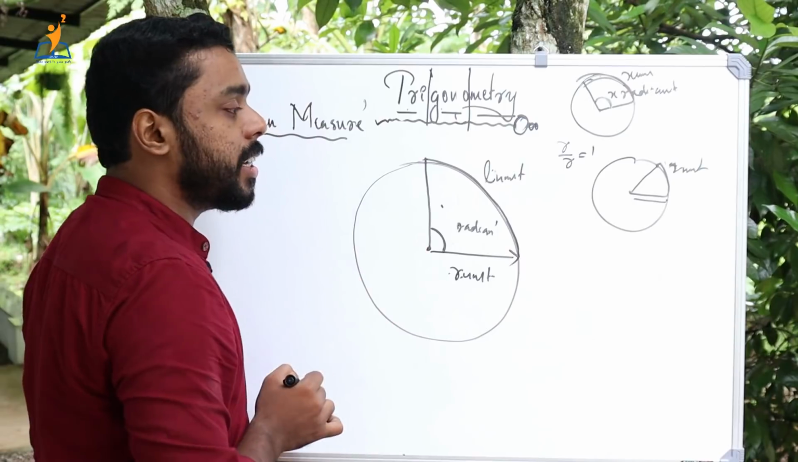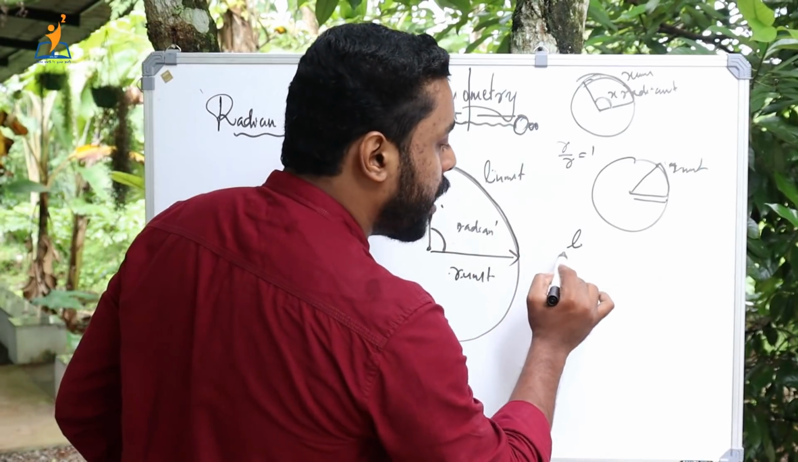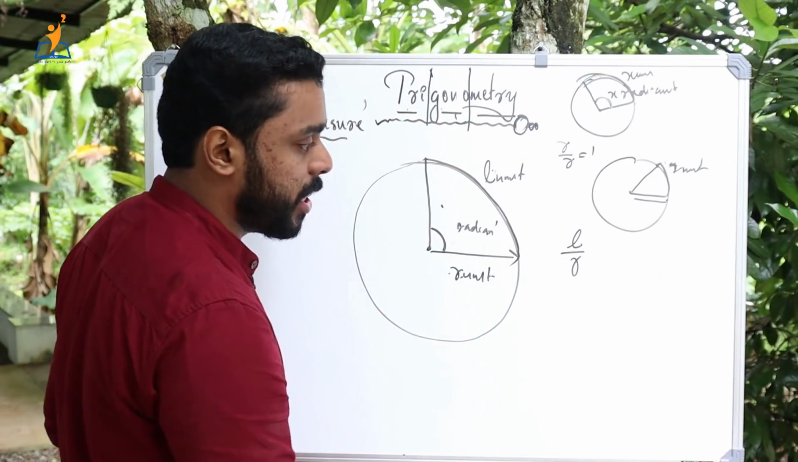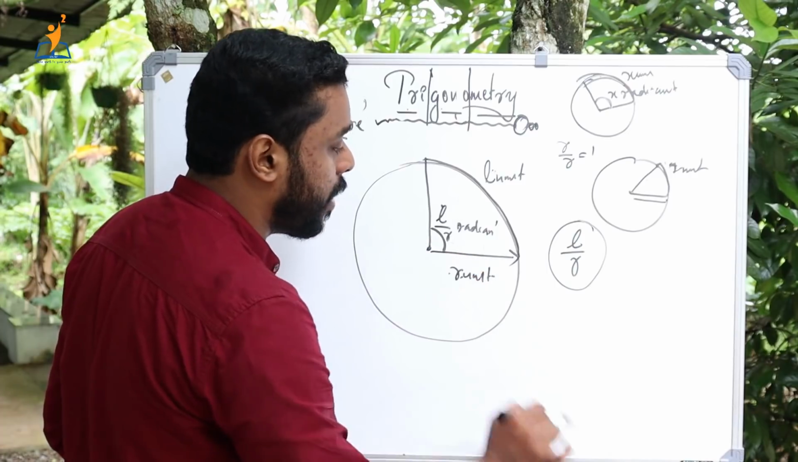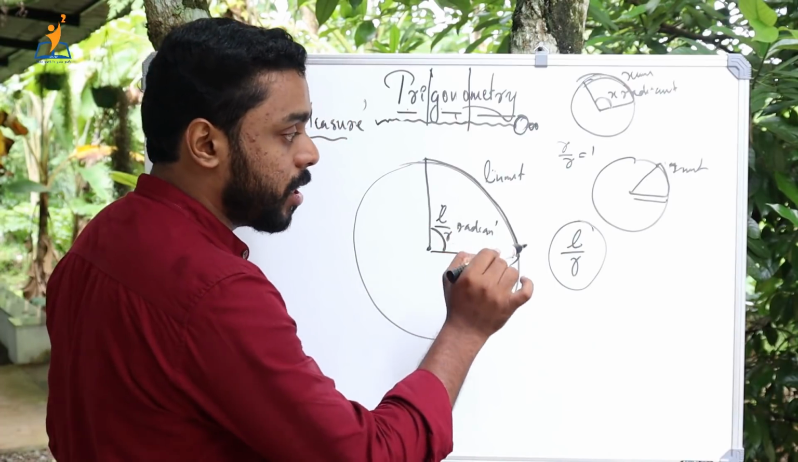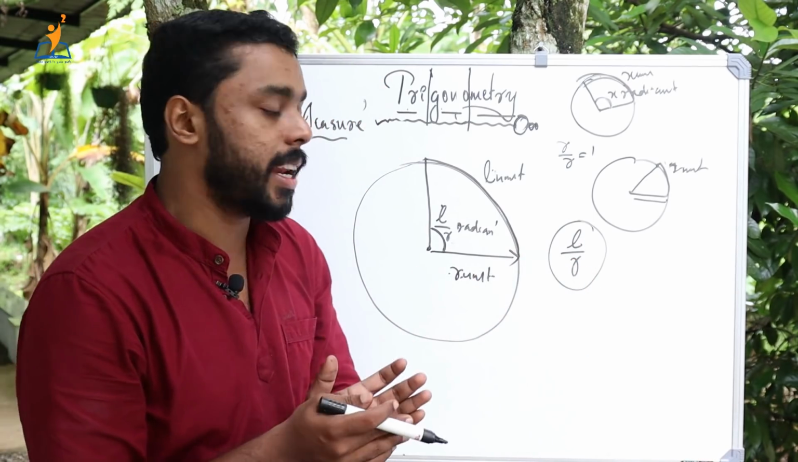If the arc length is L unit, L not equal to r, the angle formed at the center can be easily evaluated by the formula L by r. So the angle formed at the center will be L by r radian. Note that if L is equal to r, then r by r is equal to 1. So this is the general condition.